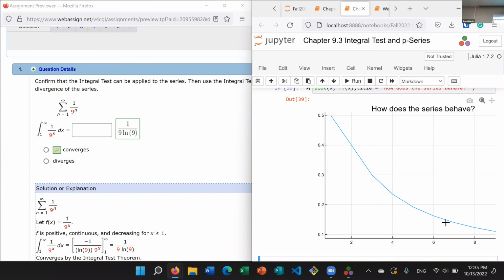The integral test has three conditions. What are the three conditions? Tell me again. The function has to be positive. The function has to be continuous. The function has to be decreasing. So yes, it is. So now we can do the integral test.